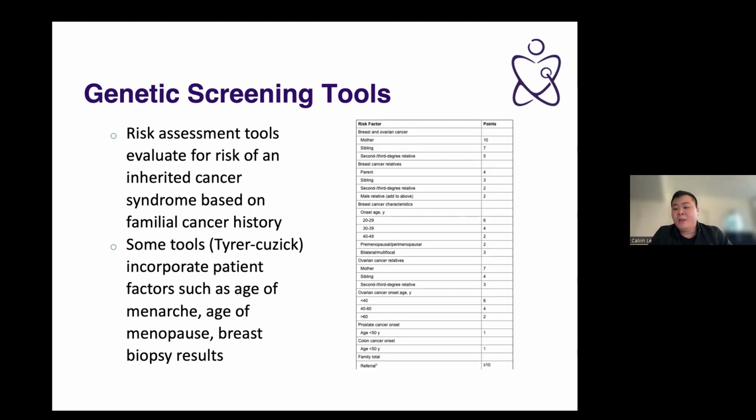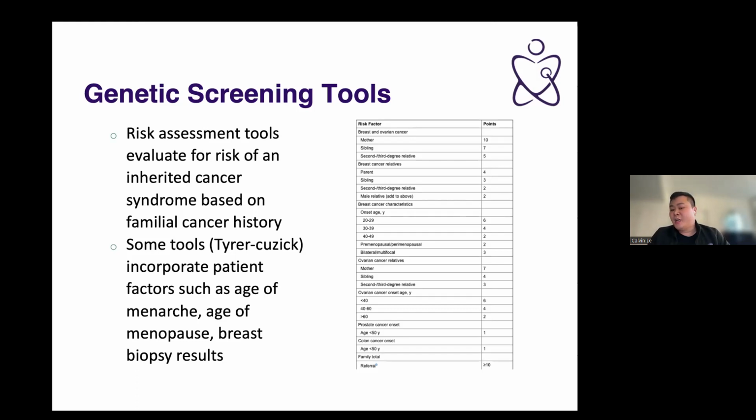She had a mother with breast cancer, so she gets 4 points based on that. And she gets another 2 points based on the age of diagnosis. And then you repeat this for all the other family members who had a history of cancer in the family.